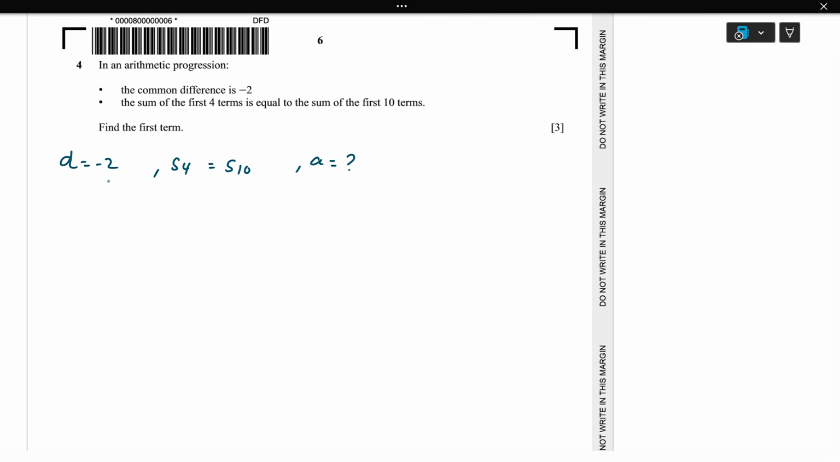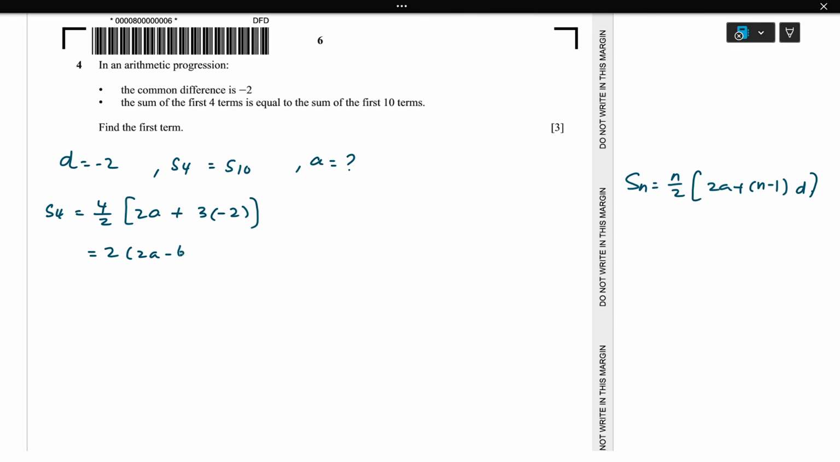So S4. The Sn formula is n over 2 into 2a plus (n minus 1) into d. We know only d here, d is -2. So S4 equals 4 by 2 into 2a plus (4 minus 1), which is 3, into d, which is -2. So 4 by 2 is 2, 2 into 2a minus 6, which is 4a minus 12. So S4 equals 4a minus 12.